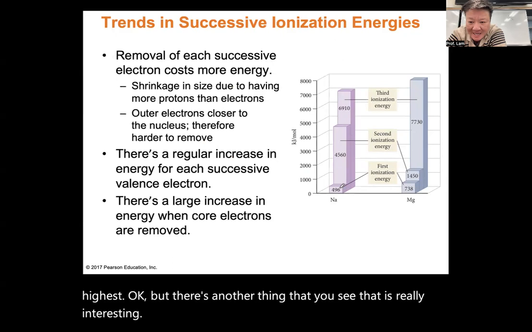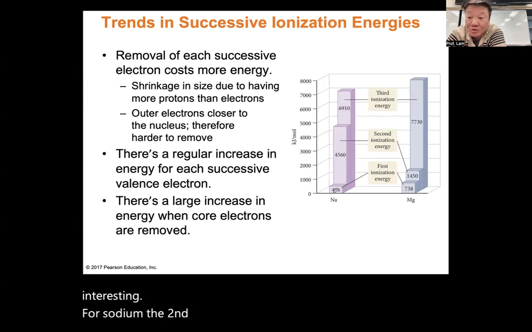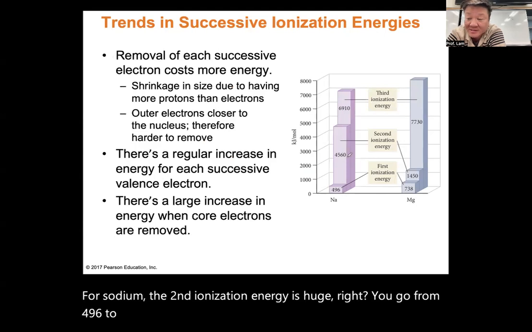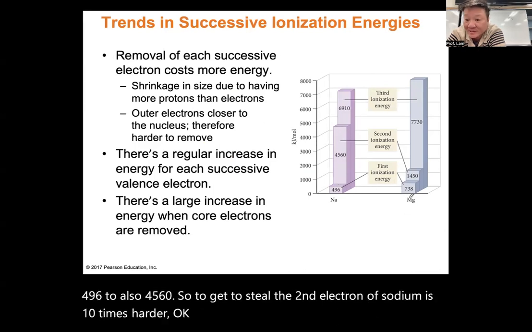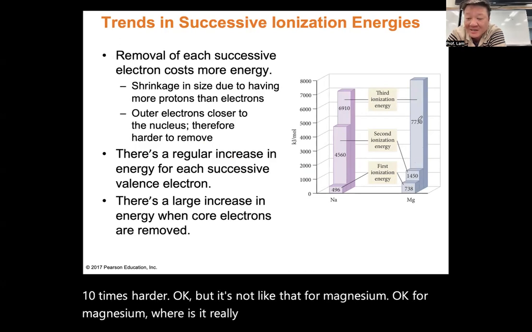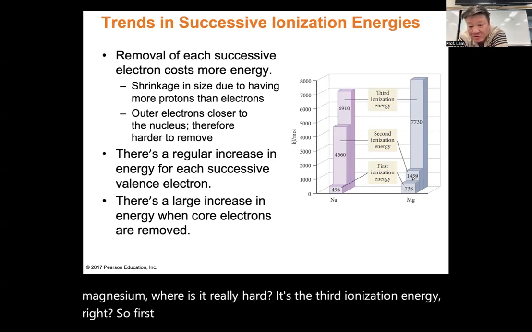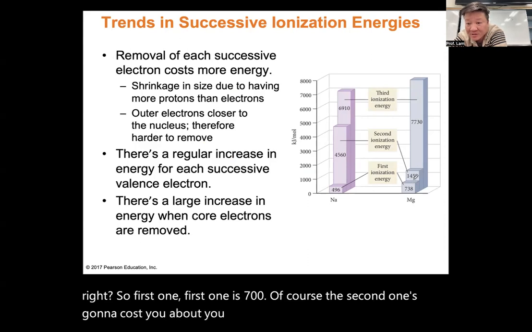For sodium, the second ionization energy is huge. You go from 496 to 4,560. So stealing the second electron of sodium is 10 times harder. But it's not like that for magnesium. For magnesium, where is it really hard? It's the third ionization energy. The first one is 700. Of course, the second one is going to cost you about twice as much. But then the third one, why is it so high?